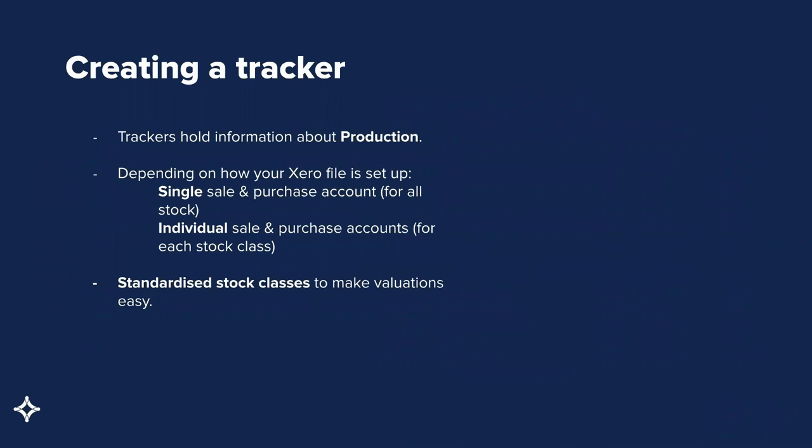There are two ways to do mappings. One of them is called a single sale and purchase account, which means that you'll have a generic account for all beef cattle purchases or all beef cattle sales. Or you can have individual sale and purchase accounts.